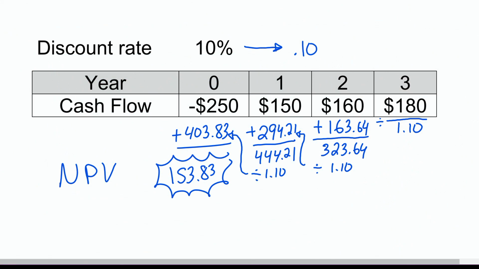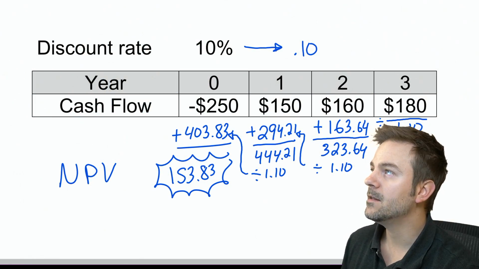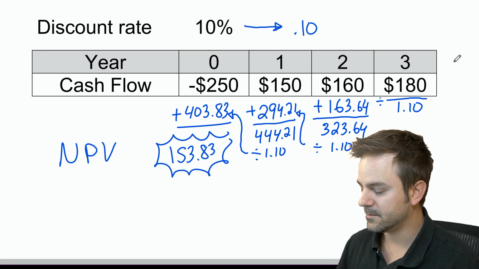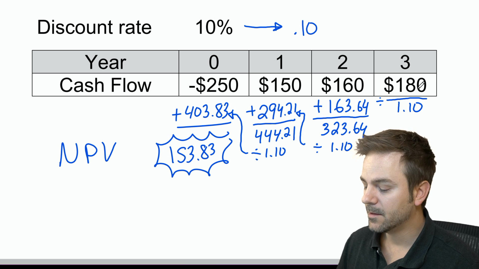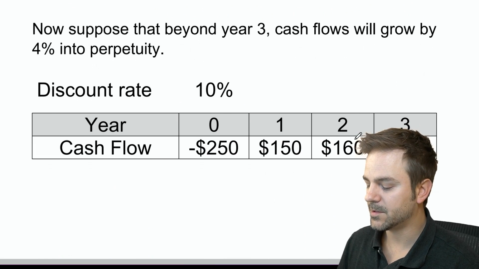So that's what I wanted to show you in this particular problem, but I do want to show you one more problem where sometimes they give you the timeline and it just doesn't end. They have a perpetuity. There's a growth rate, okay? So let me show you that over here in this particular problem.